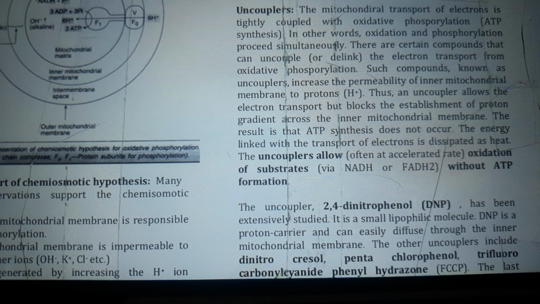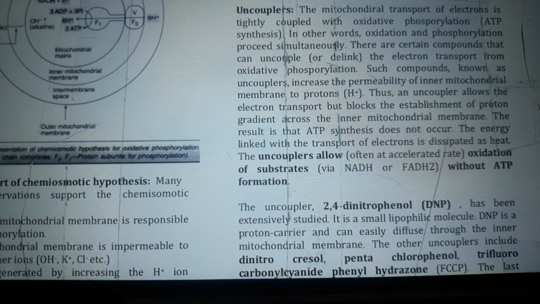Inhibitors of oxidative phosphorylation: uncouplers. The mitochondrial transport of electrons is tightly coupled with oxidative phosphorylation by ATP synthase. In other words, oxidation and phosphorylation proceed simultaneously. There are certain compounds that can uncouple or delink the electron transport from oxidative phosphorylation.